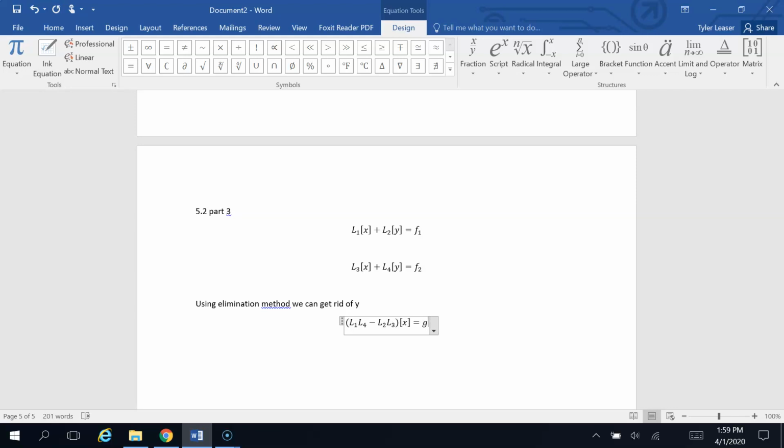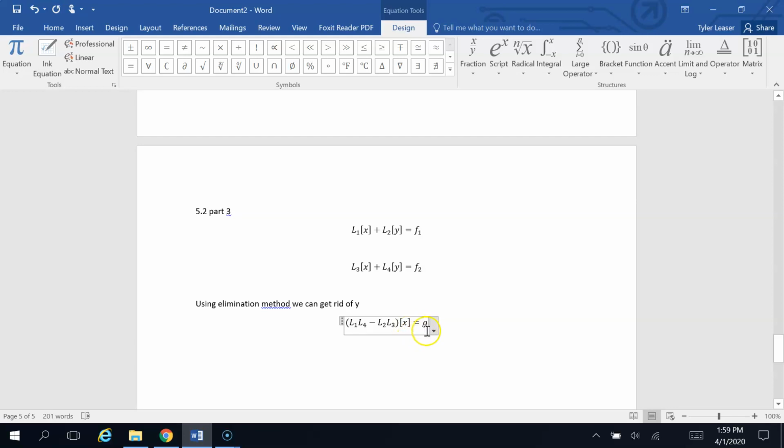Okay, so what we're doing here is that we are multiplying the top equation by L4, and we're multiplying the bottom equation by negative L2. Then if we add the two equations together, we're just crossing out the y's. Because we multiplied the top equation by L4, we're going to have L1 L4 on the x. We multiplied the bottom equation by negative L2, so we're going to have negative L2 L3 on the x. And when we add those two things together, we get this operator added onto the x.